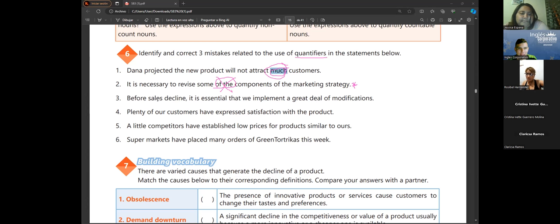Okay, before sales decline, it is essential that we implement a great deal of modification. Is there any mistake in number three? I think it's a lot of modifications. Yes. I think so because you can count the modifications. So the mistake is great deal. Okay. I'm not sure about two. We're going to leave this. One left.